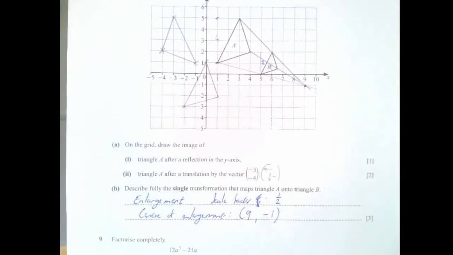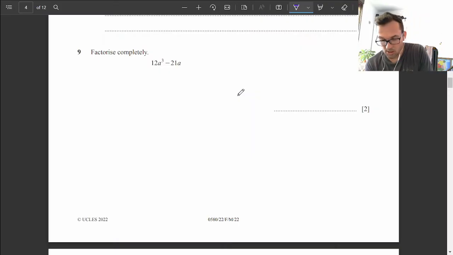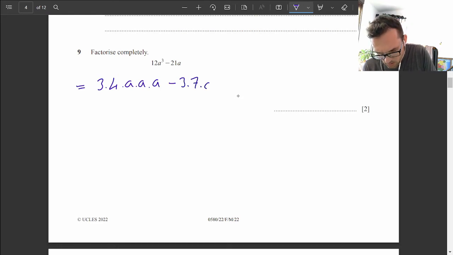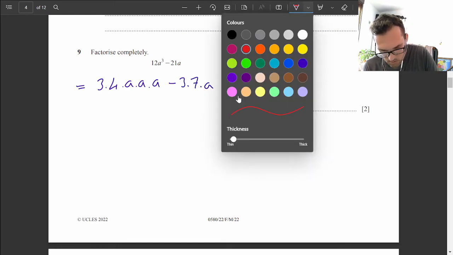And you've done it. Question 9, factorization. One way to do this thoroughly is think of the factors of 12. That could be 3 and 4, and a cubed means a times a times a. Factors of 21, 3 times 7 times a, and then we just put the common factors.